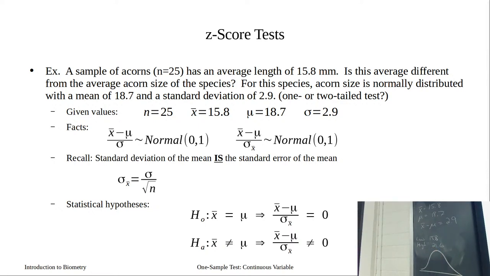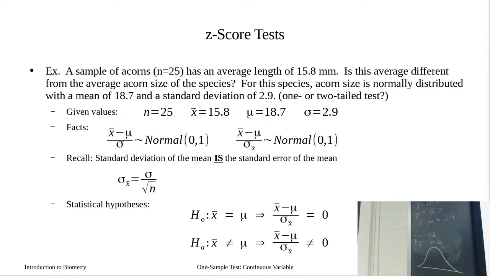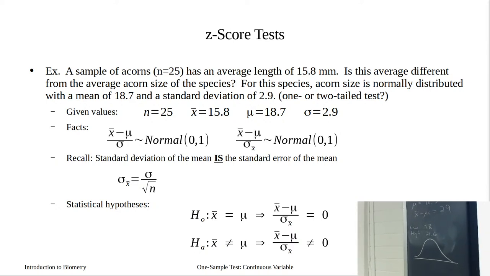All right. So what we're doing here, here's our normal curve. All right, so this is our population mean, 18.7. That's where it's centered. What we're looking at is the area under the curve, 15.8 and beyond. So that's as extreme or more extreme. And we're going up to 21.6. As extreme or more extreme.